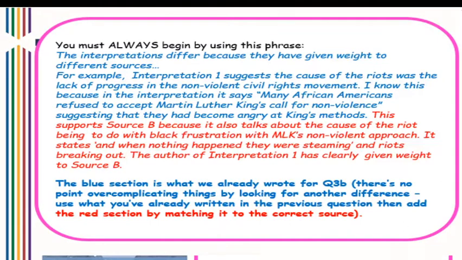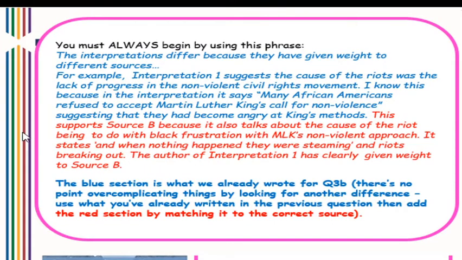The author of Interpretation 1 has clearly given weight to source B. I would also just finish with that phrase just to show the examiner that you really know what you're talking about, that you've managed to match them up successfully. So that's what we need to do. The blue bit at the top here is exactly the same as what we did in the last question, but now we're just adding on this red bit. So we're matching it to one of the sources this time. We're still stating our difference and quoting the interpretation, then we match to the source.